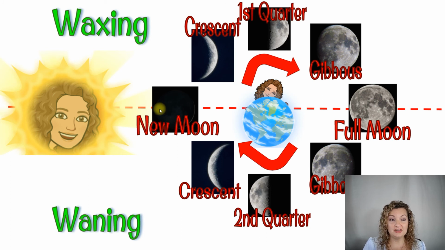So just recognize, when you have waxing, you see the light portion on the right-hand side of the moon, and when you see waning, you're going to see that light portion on the left-hand side of the moon. I hope this was helpful, you guys.